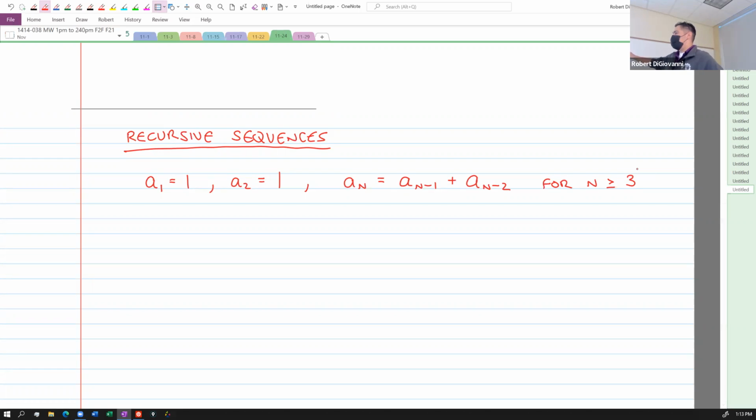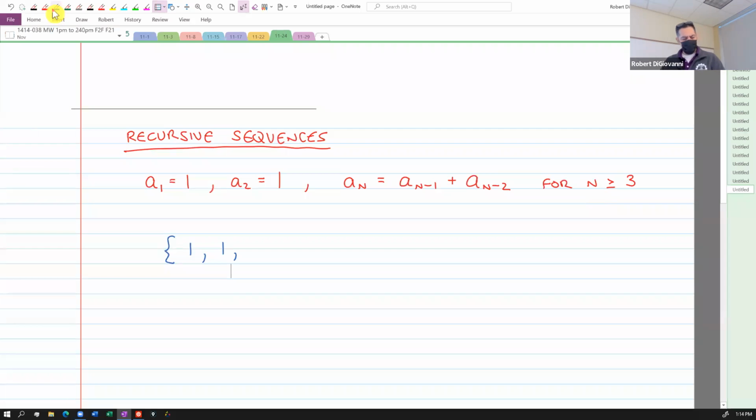Now, I know this looks weird when you first see it, but let me explain what's happening here. I'm telling you what the first term in the sequence is. So I'm telling you the first number is a 1, okay? And then the second number is also 1. Now, to get the third number, I don't tell you what it is, but I give you a formula. And look at what this formula says. It says a sub n is equal to a sub n minus 1 plus a sub n minus 2. And this is the formula we use whenever n is greater than or equal to 3.